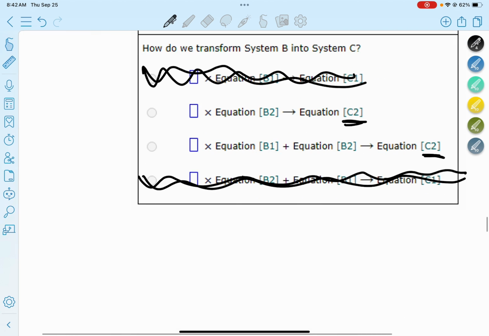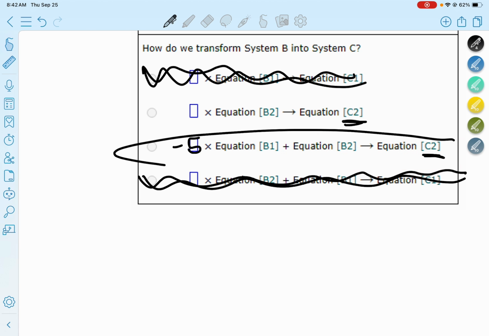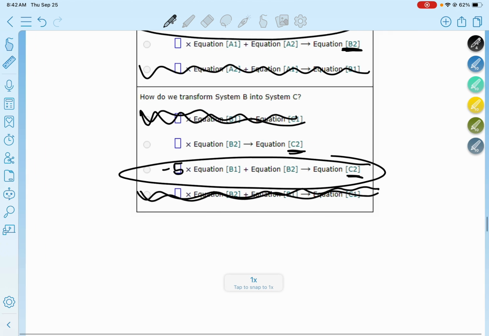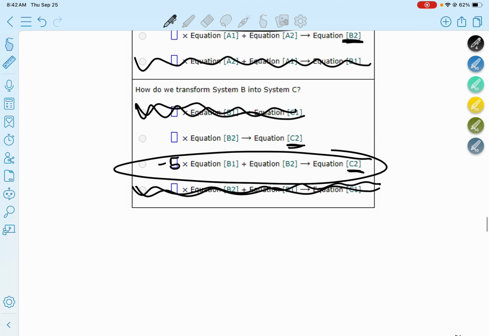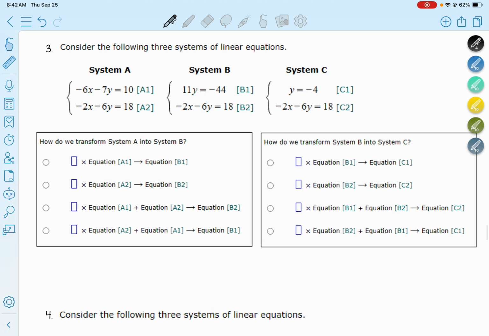So here I can see that I multiplied equation B1 by -5, and then I added it to equation 2 so that I could get the result of equation C2. So that's going to go ahead and be my answer for that guy. Okay, so similarly, looking at the next page, we're going to do it again. Again, we want to see what happened between system A and system B.